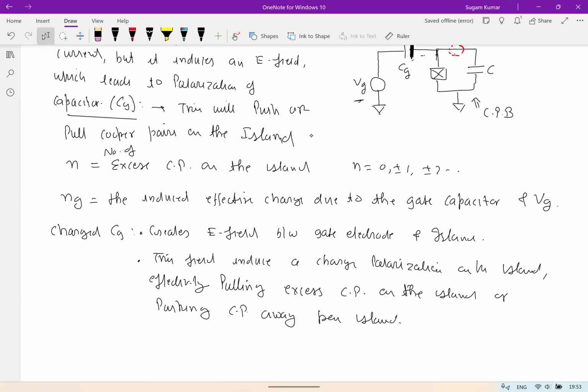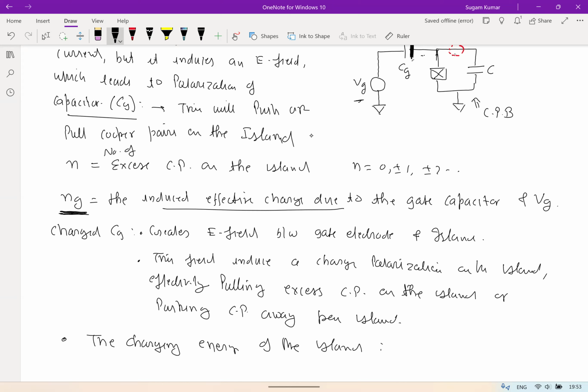All right. And this is done by this Ng, no? Because this Ng is the amount of effective charge induced on the capacitor. As a result, the charging energy of the island.